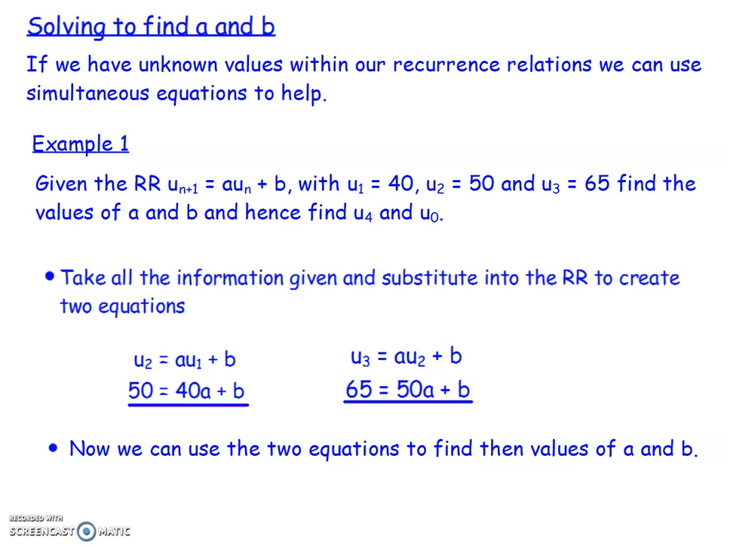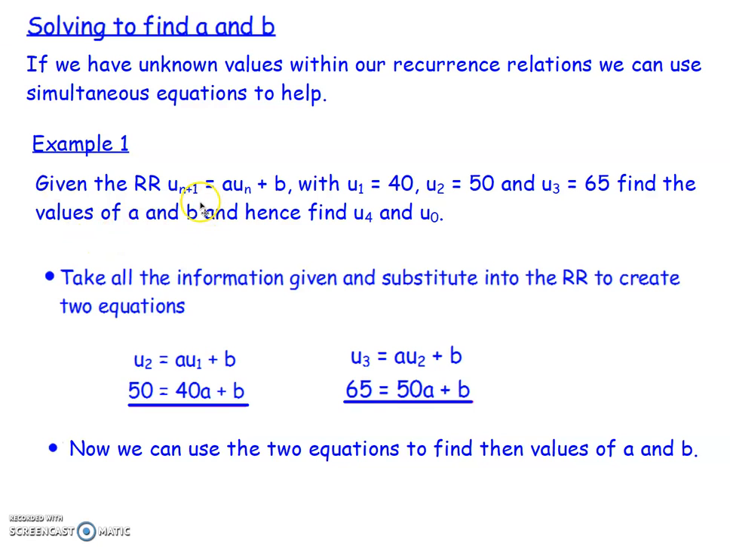We're approaching the end of recurrence relations, and the next part is about solving to find a and b, which are the values within your recurrence relation. The way that we're going to do this is we're going to set up simultaneous equations and use these to solve. So, example 1, given the recurrence relation u(n+1) = a·u(n) + b, that is the general form of a recurrence relation.